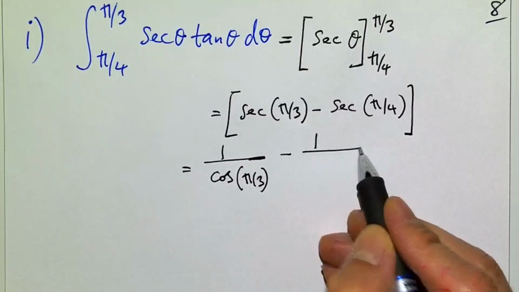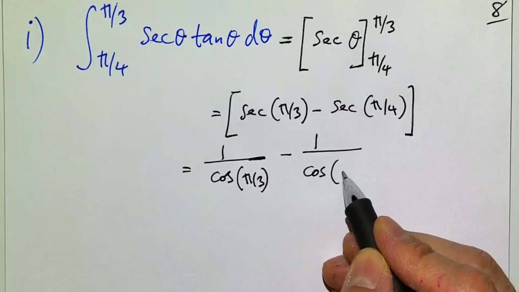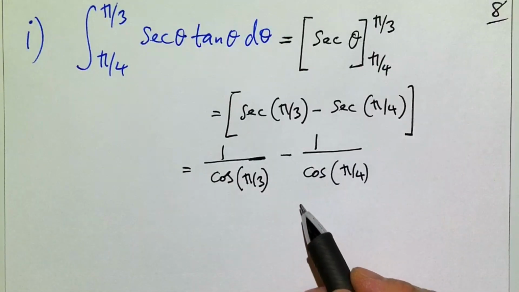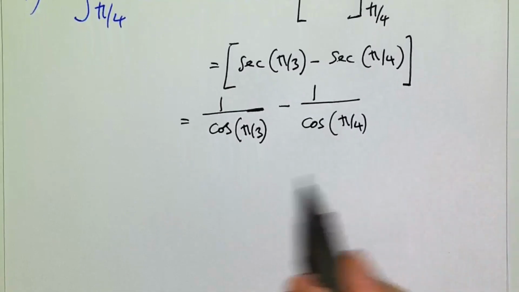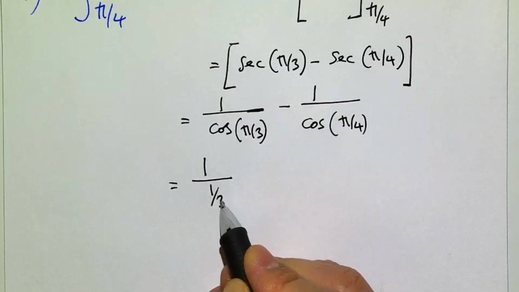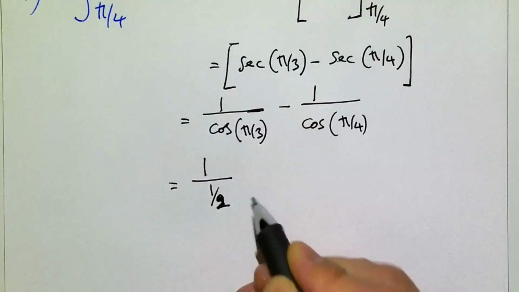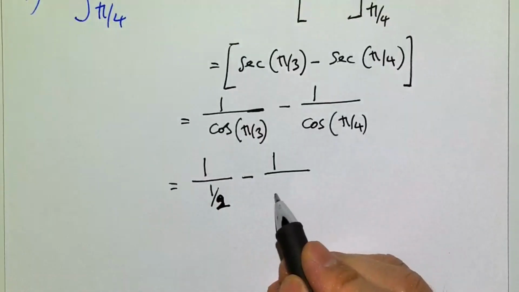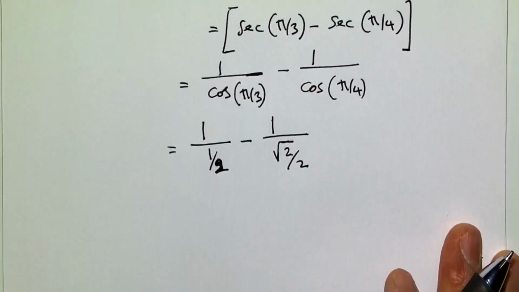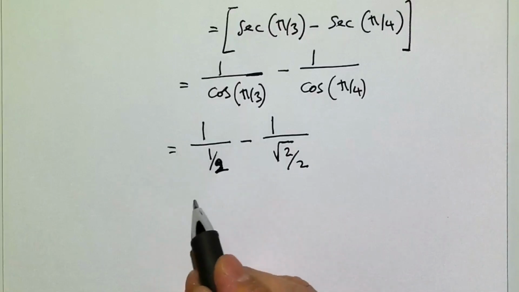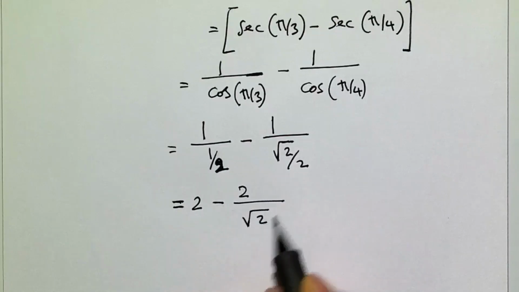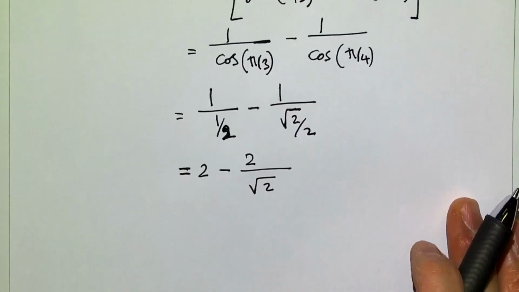And the same thing here, 1 minus cosine of pi over 4, because secant, as you know, is the reciprocal of the cosine function. So then we have, 1 over cosine of pi over 3, which is 1 half, minus 1 over cosine of pi over 4, which is square root of 2 over 2. And then after simplifying, this first piece is just 2, and then minus 2 over square root of 2 after we simplify this complex fraction.